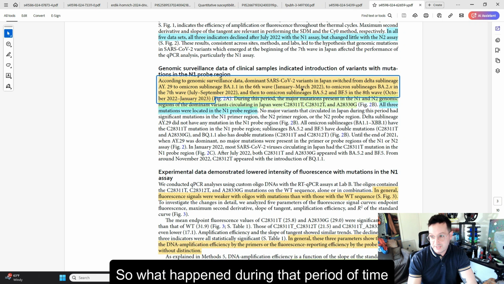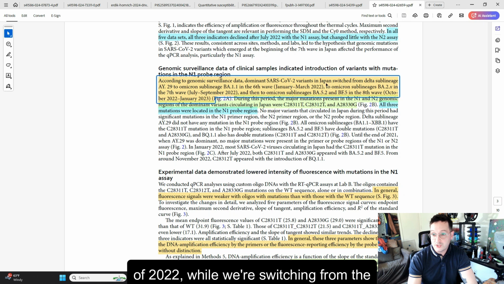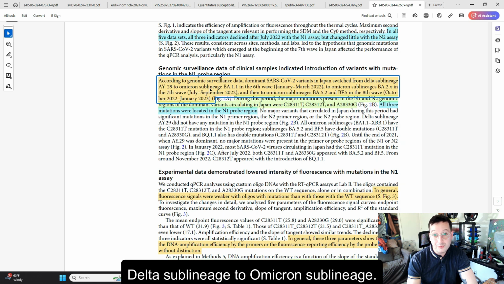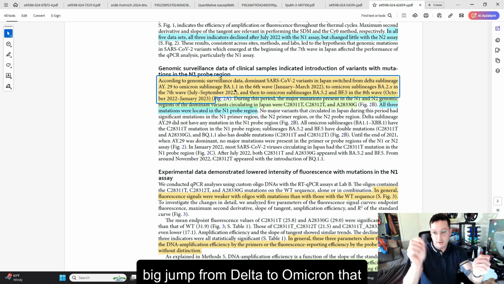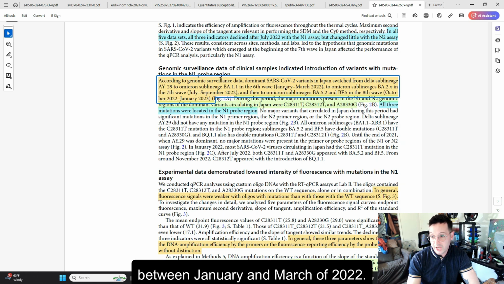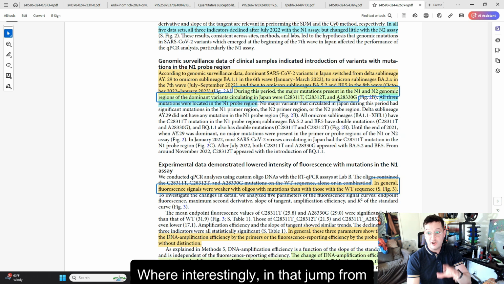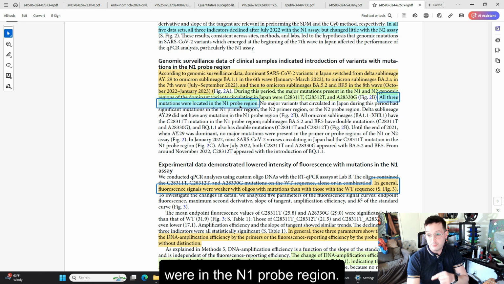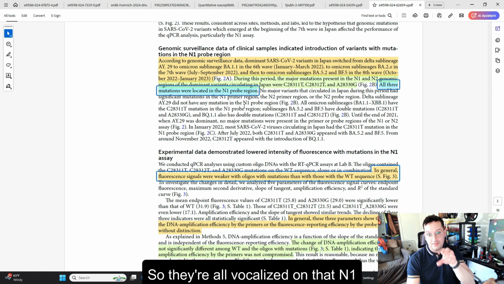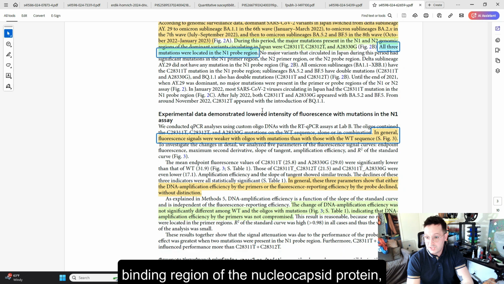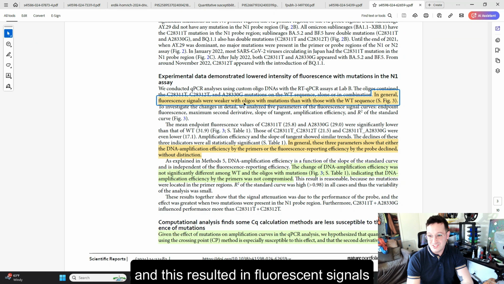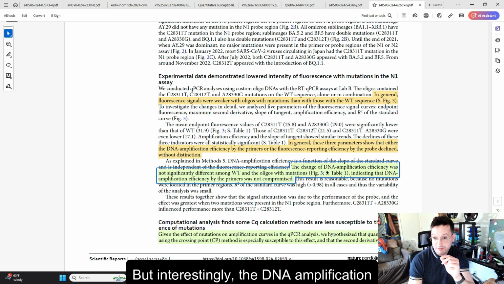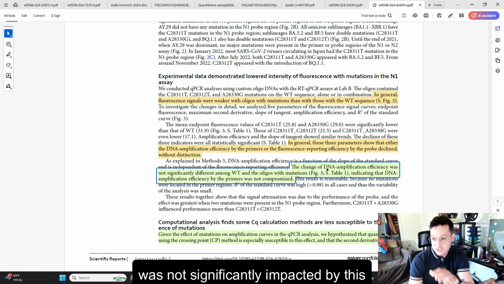So what happened during that period of time in July of 2022, while we're switching from the dominant Delta sublineage to Omicron sublineage? We're having that big jump from Delta to Omicron that occurred between January and March of 2022. Interestingly, in that jump from Delta to Omicron, all of the major mutations were in the N1 probe region. So they're all focalized on that N1 binding region of the nucleocapsid protein. And this resulted in fluorescent signals that were weaker than the wild-type sequences. But interestingly, the DNA amplification was not significantly impacted by this change.